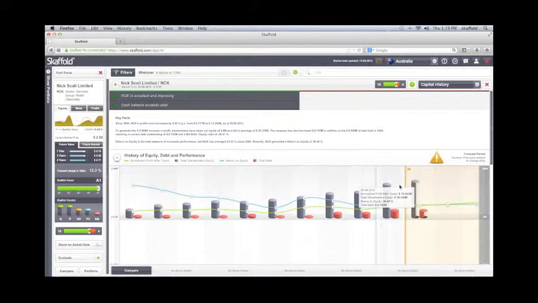Now, the whole purpose behind this capital history screen is to give you the sense of what it would feel like to own this whole business for a period of 10 years.